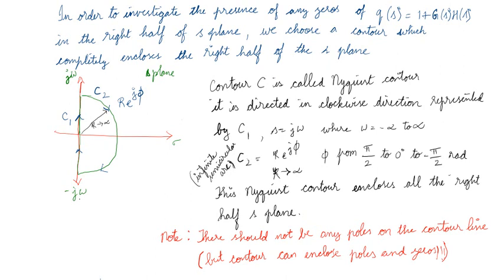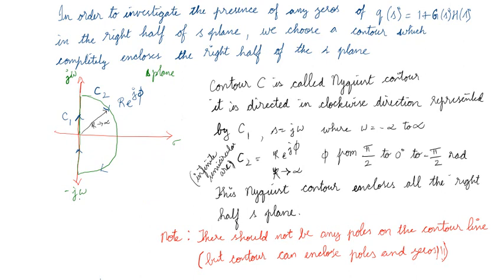Keep in mind this imaginary axis is j omega. Omega is from minus infinity to plus infinity. This entire right side is covered by the infinite semicircular arc. So for infinity I make R infinite, and phi goes from 90 to 0 degree to minus 90 degree. Thereby I cover the entire right side using the segments C1 and C2.